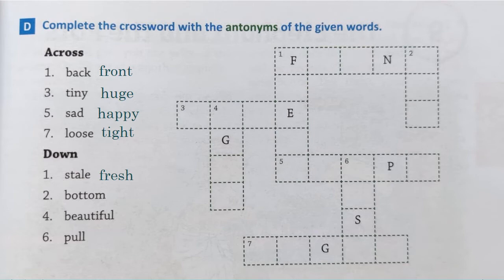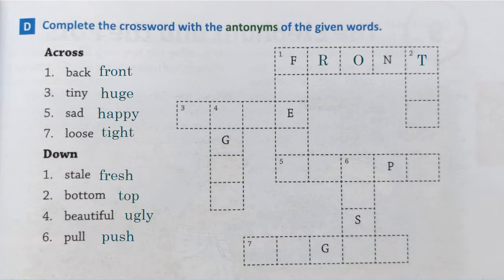Next we have bottom. Opposite of bottom, top. Then beautiful, ugly. And then we have pull. Opposite of pull, push. Right? Now these words we will write in the crossword. Let's write number 1, front. Now here, children, the words that are written in the crossword are written in capital letters.